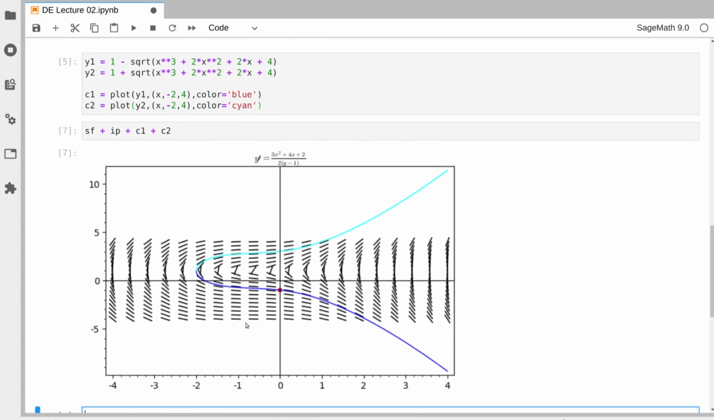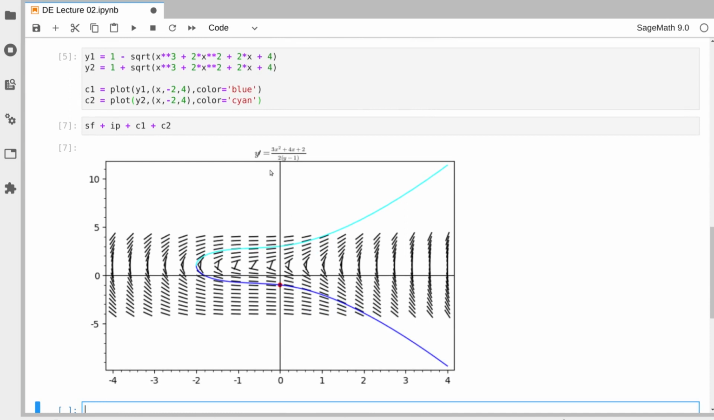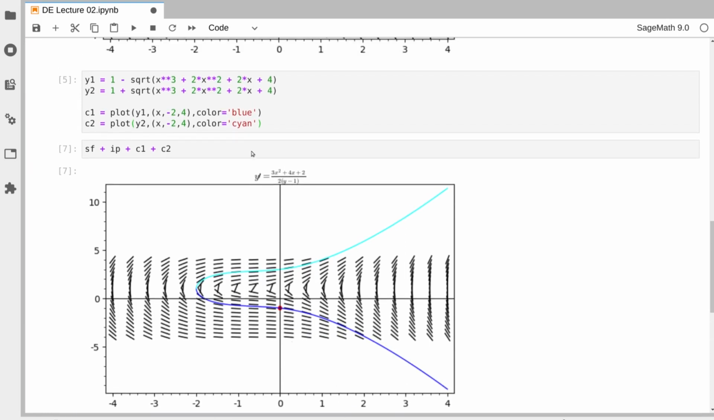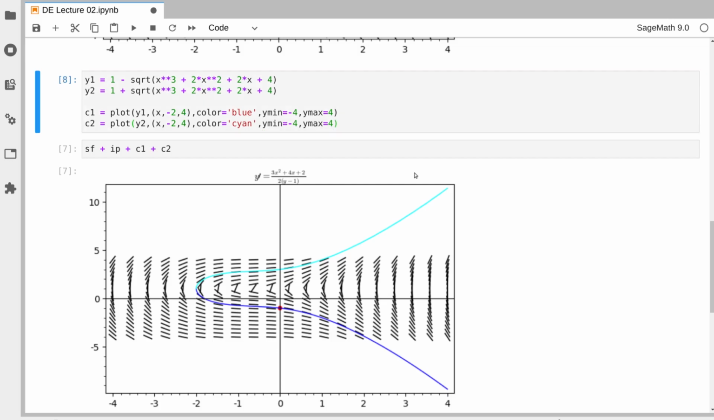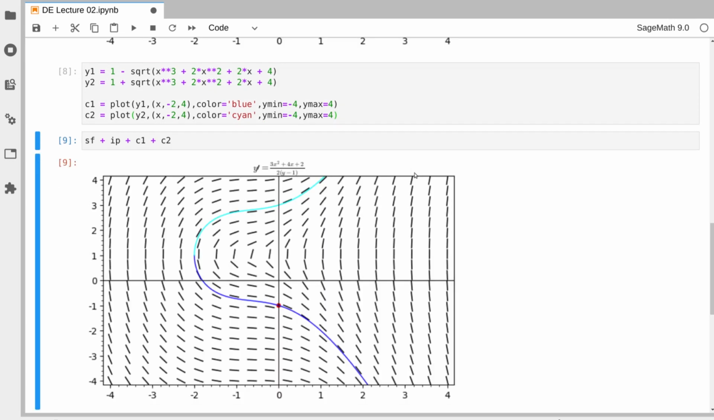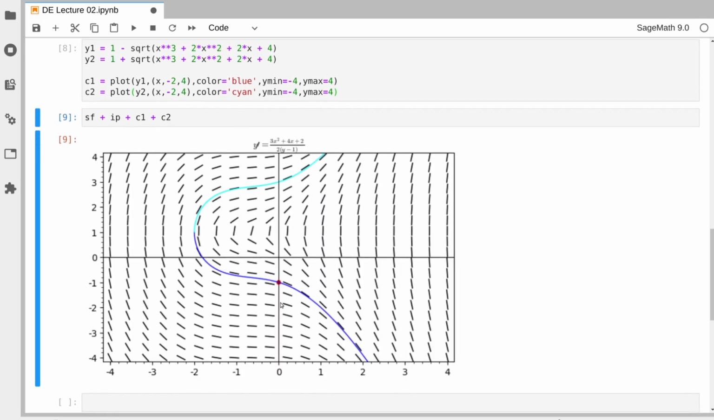And oh, the window is very crazy, but we can kind of see what's going on. We can fix this. We just have to say our y min is negative 4 and y max is 4 for both of these. There we go. Beautiful.